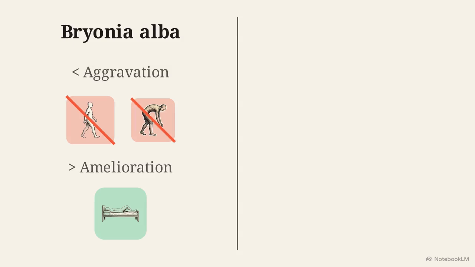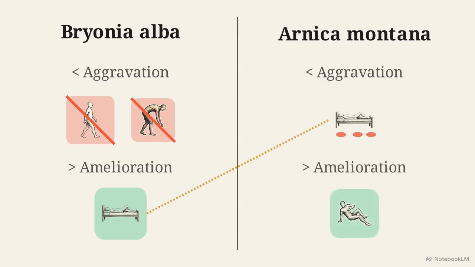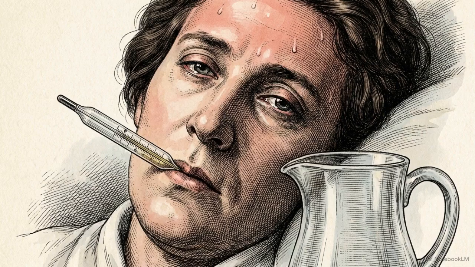Arnica montana is the second potential match for the exact same physical pain. Arnica presents an opposing modality. The parts rested upon feel sore and bruised. Because of this, the patient must move continually to find a soft spot. While the localized physical pain is identical in both cases, the mechanical reaction, the modality, is the data point that determines the prescription.